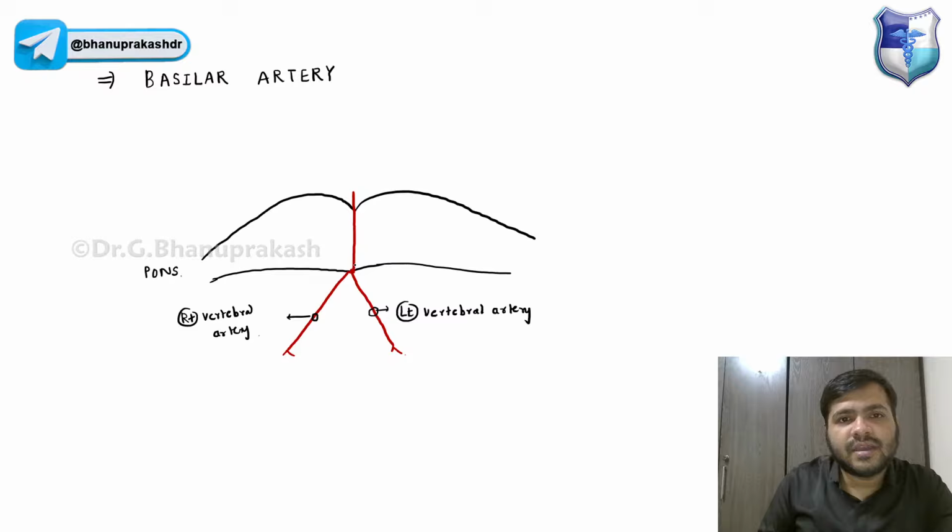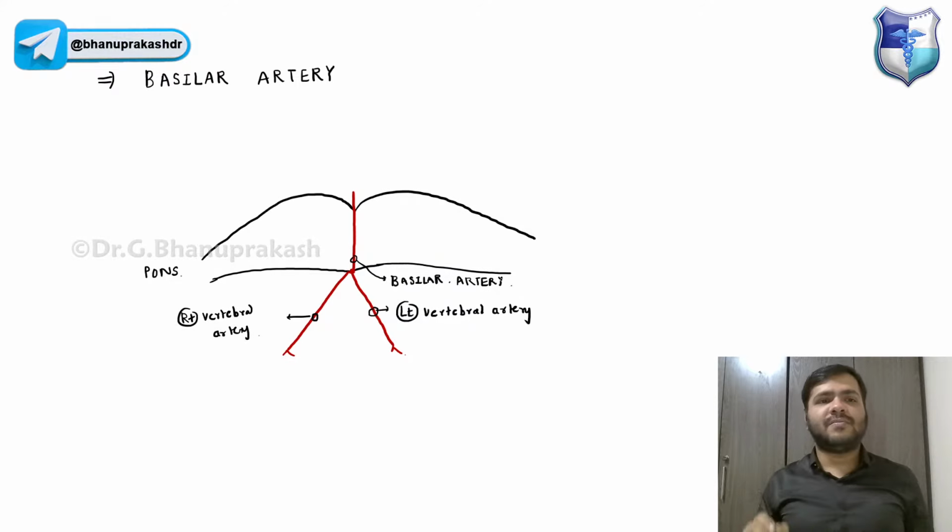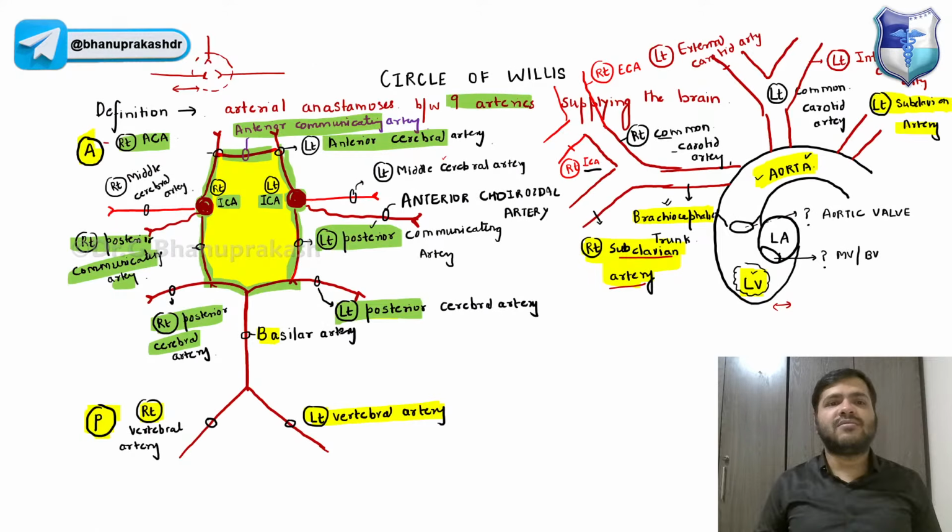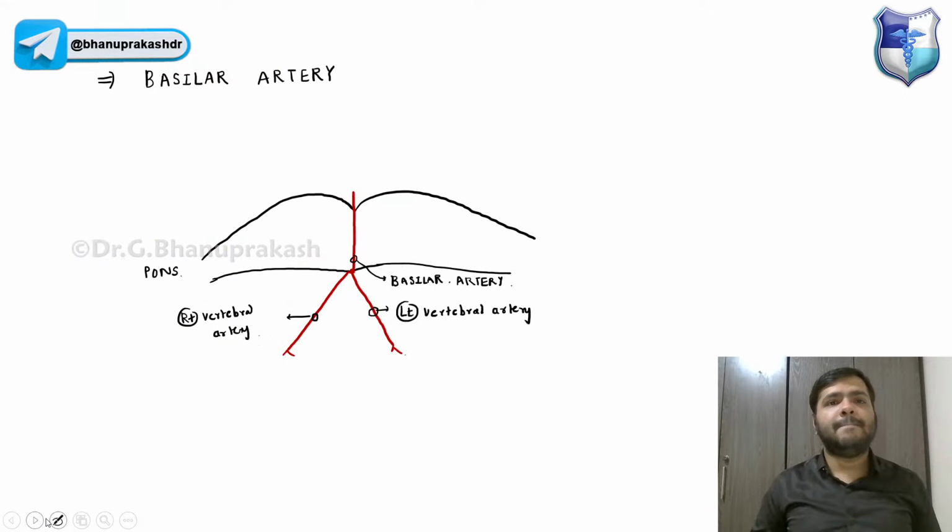So I am just taking one section over here. This is the basilar artery. Obviously, in this diagram also I've told you the right and the left will be combining together at the lower border of the pons to form the basilar artery.